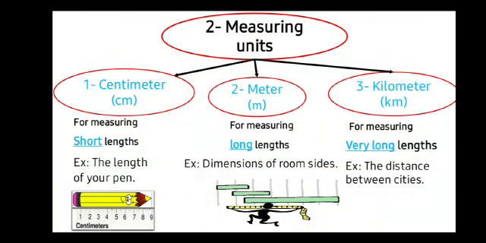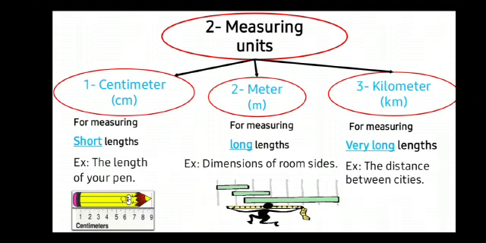Measuring units. I can't hold the measuring units or touch them. Can I hold a centimeter? No. Or a meter? No. Or a kilometer? No. But they are units suitable for measuring length. Number 1, centimeter. Number 2, meter. Number 3, kilometer. So the measuring units are centimeter, meter, and kilometer.